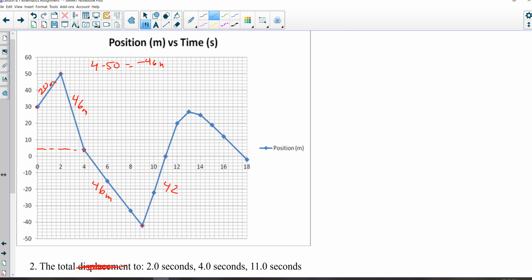So we've got 92, 134, 154 meters in total. Okay, that sort of makes sense. It's just piece by piece and then add them all up at the end. All right, any other ones we need to go over?